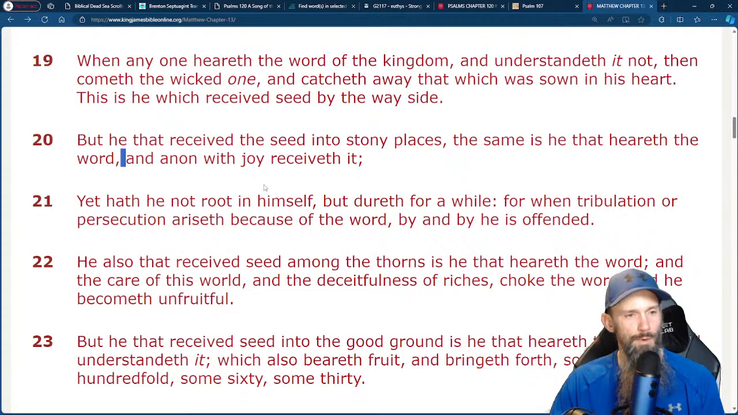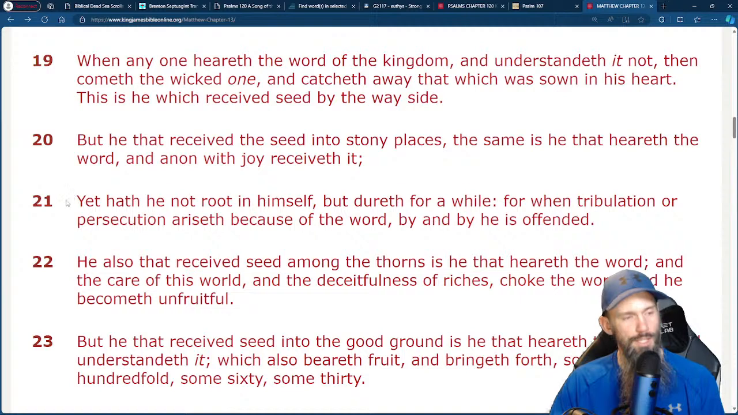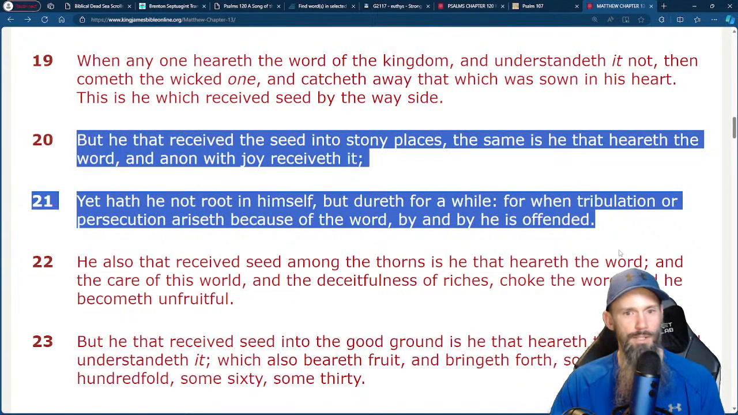Yet hath he not root in himself, but endureth for a while. For when tribulation or persecution ariseth because of the word, by and by he is offended. When your work persecutes you, when your friends persecute you, when your family persecutes you, when your church kicks you out, on and on and on. That's what that's talking about right there.